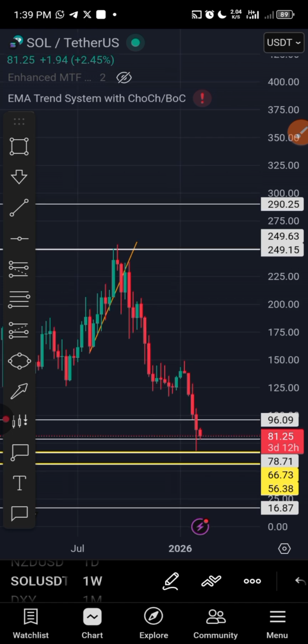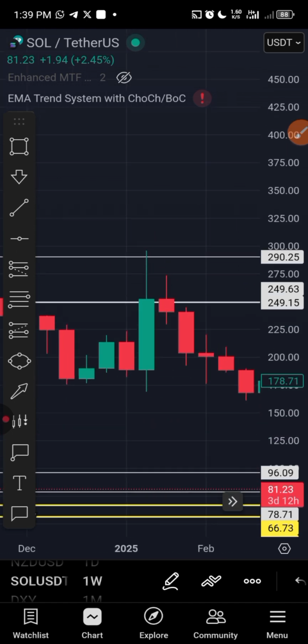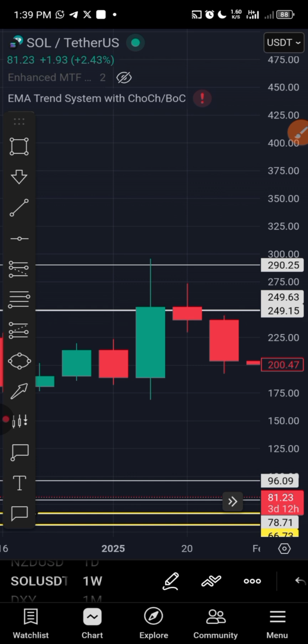All right, so let's just dive into candlestick. First of all, let's understand candlestick. Now, what are candlesticks? Like I said, they help you understand the sentiment of the market.